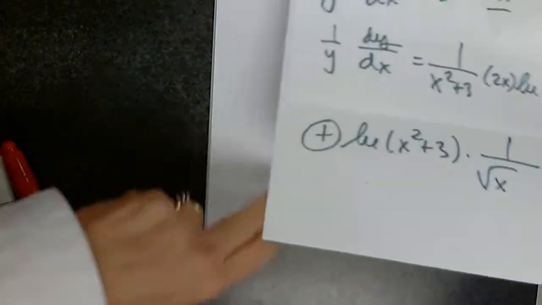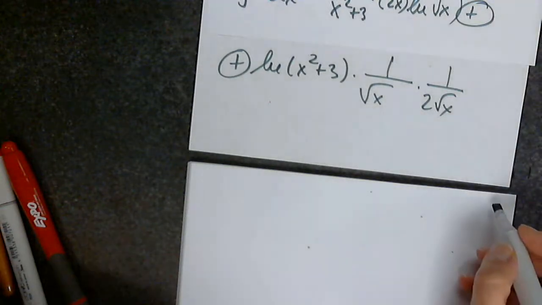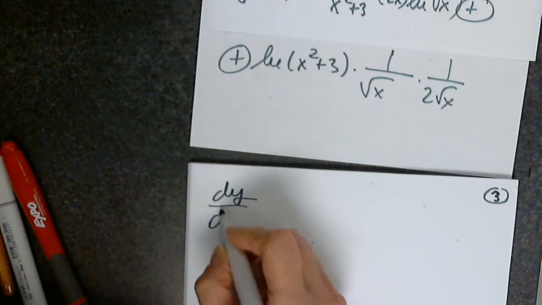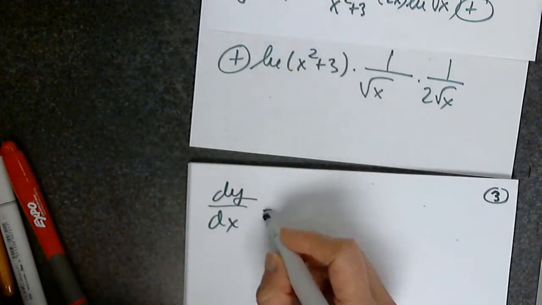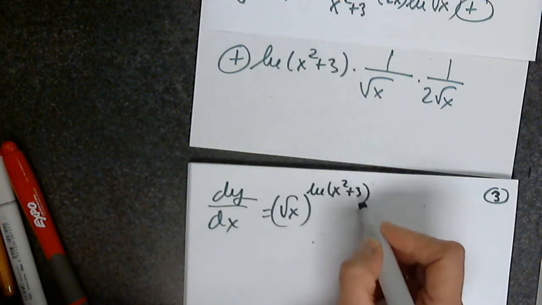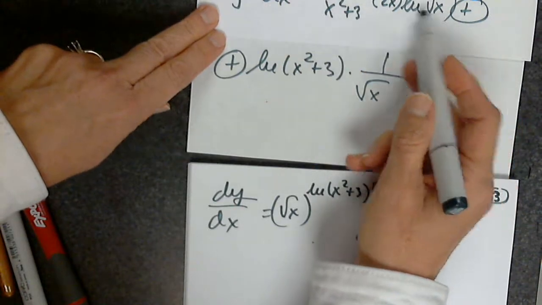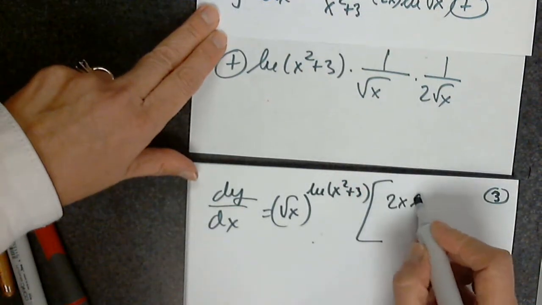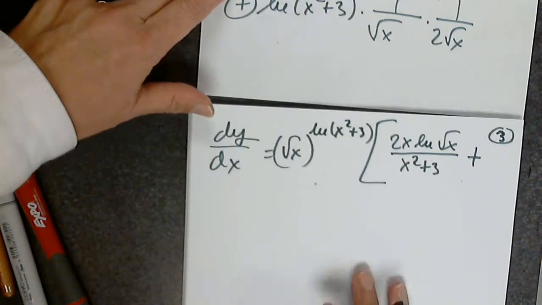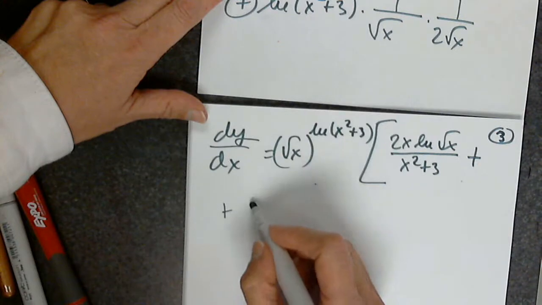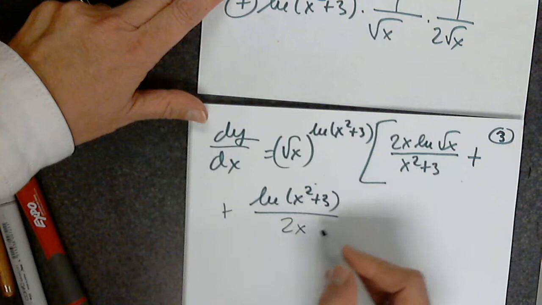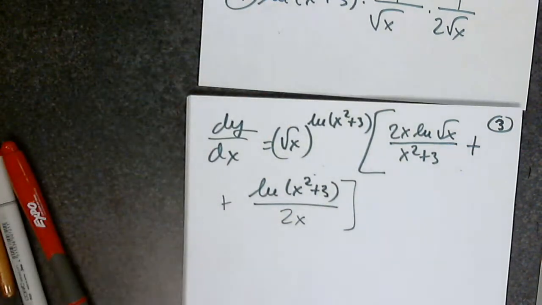So I'll copy everything one more time. I have dy over dx. And now I can multiply both sides by y, and I'll put it outside. The square root of x raised to natural log x squared plus 3 times. This I cannot do anything to, so I'm going to write 2x natural log of the square root of x over x squared plus 3, plus natural log of x squared plus 3 over 2x. And you don't have to do anything else to it.